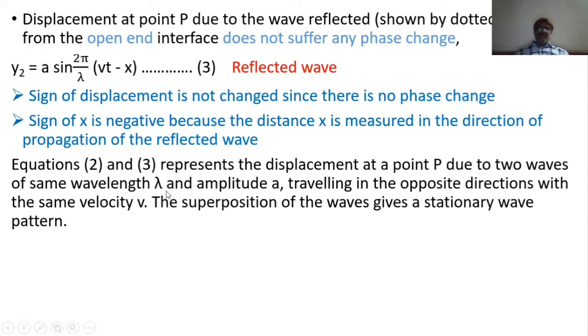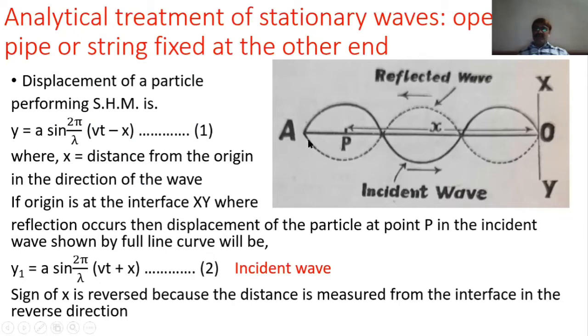Important is that both the waves have wavelength lambda, that means same period and frequency, and the amplitude is also the same, that is a, but they are traveling in the opposite direction with the same velocity v as shown here. So this is the wave, where we are measuring the distance x from point O to point P. The incident wave is a sine 2 pi by lambda (vt plus x), and the reflected wave is a sine 2 pi by lambda (vt minus x).